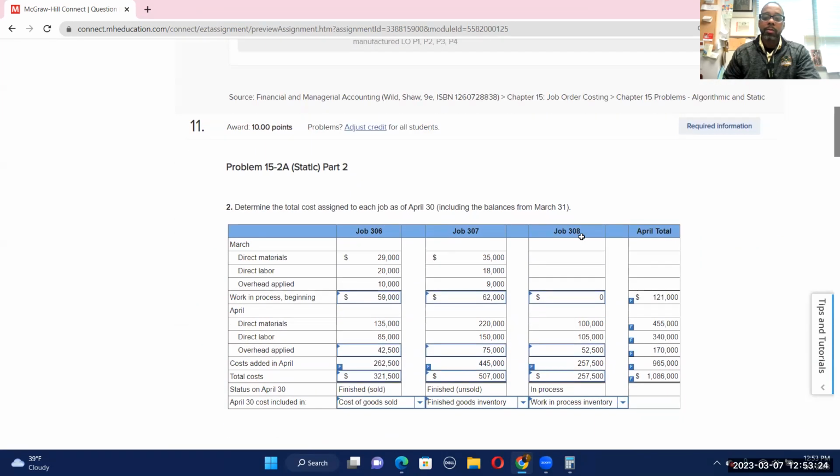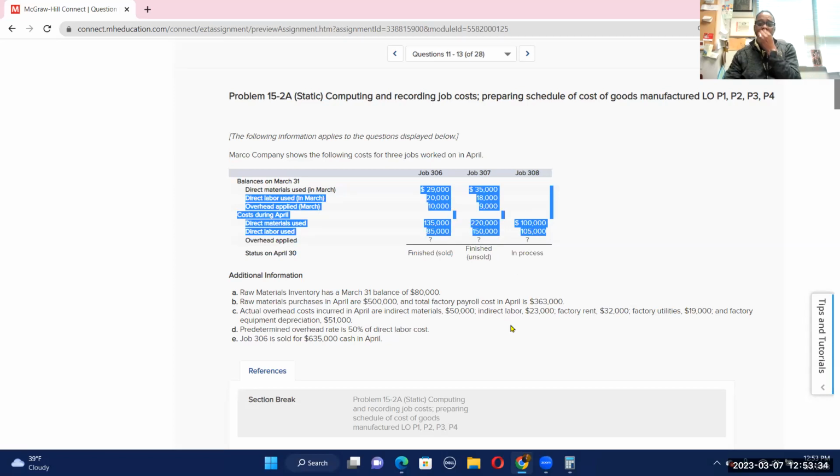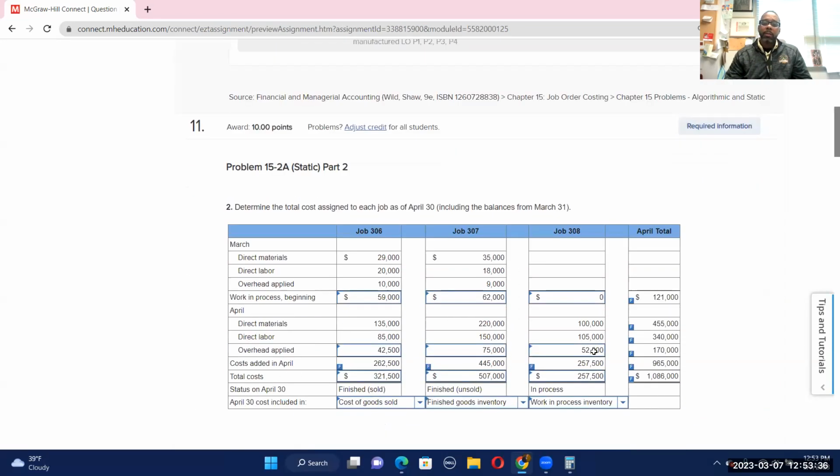So they're going to have the 3 costs. The direct materials, the direct labor, and the overhead is going to be the same. All of this is going to be the same. All you're going to do is take these numbers here and bring them down.